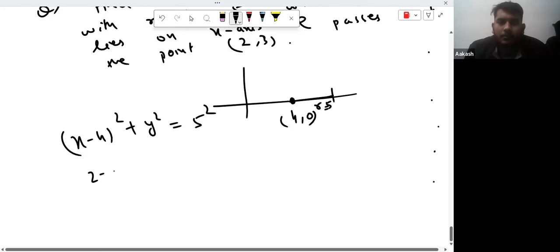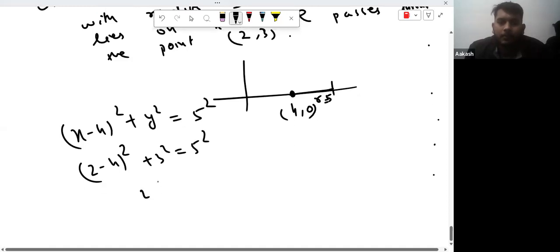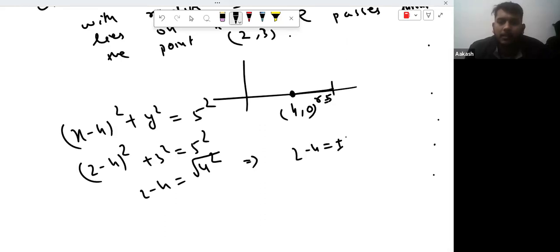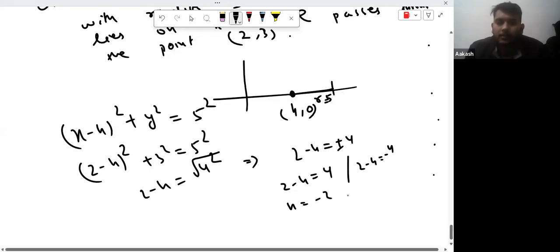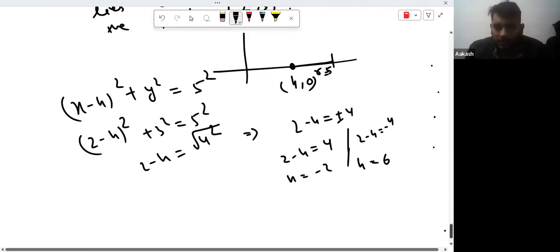So we can put (2 minus h) whole square plus 3 square is equal to 5 square. So (2 minus h) square is 16, so 2 minus h is plus minus 4. So 2 minus h will be either 4 or minus 4. So h is either minus 2 or h is 6. So you have 2 circles, 2 answers.